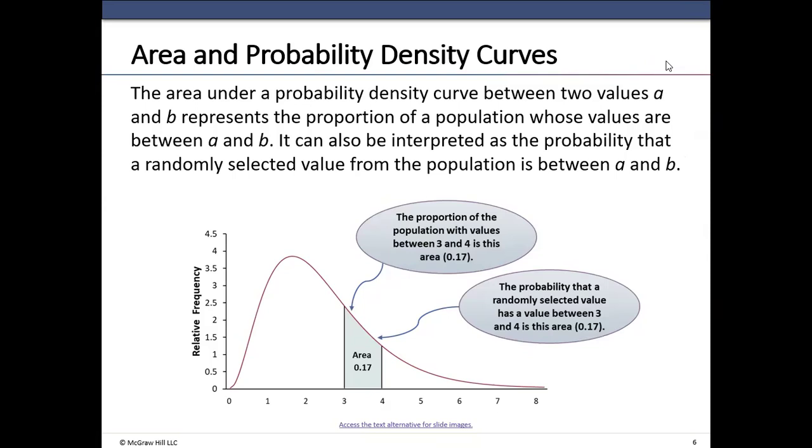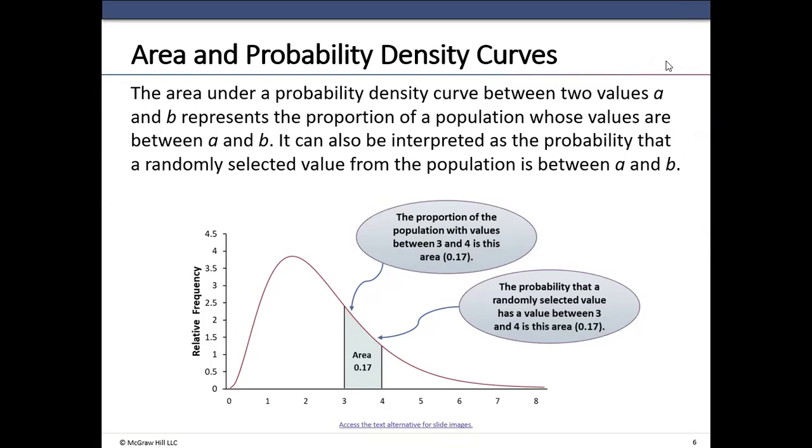So in this case, you're looking at the area under the curve as 0.17 between 3 and 4. What is the interpretation of this 0.17? It is the area under the curve with vertical boundaries at 3 and 4. So two interpretations of this are possible. The first one is that the proportion of the population with values between 3 and 4 is 0.17. So the proportion of the entire population with values between 3 and 4 is the area, 0.17.